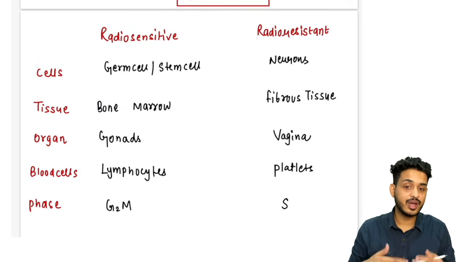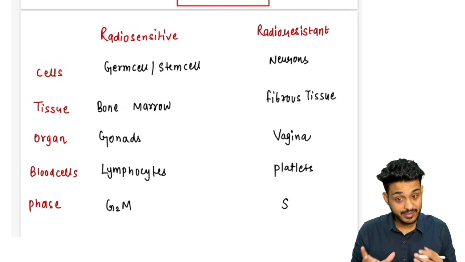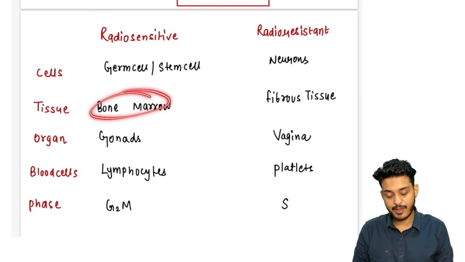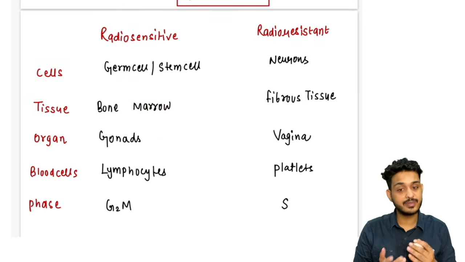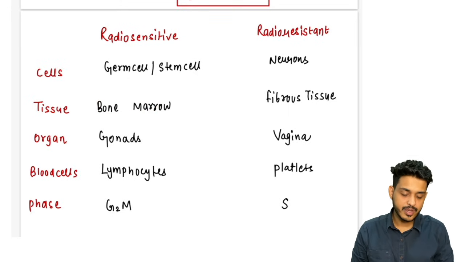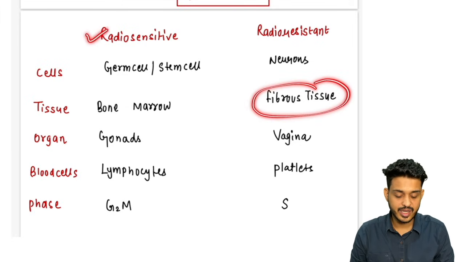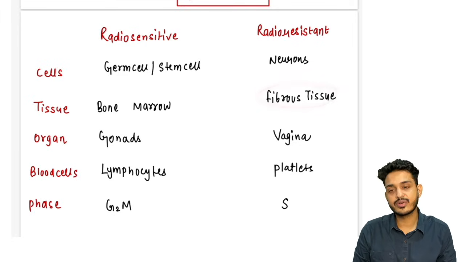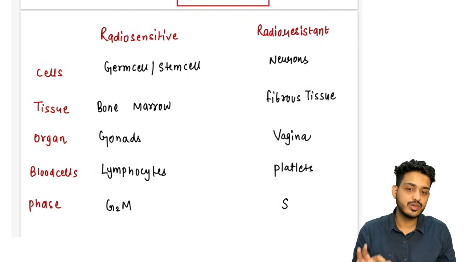Bone marrow is going to have very high mitotic activity. It will have lots of division. What is the division we have? We will have division of RBCs, WBCs. Okay, so you will have this bone marrow, which is going to be radio sensitive, whereas fibrous tissues are going to be the most radio resistant tissue.